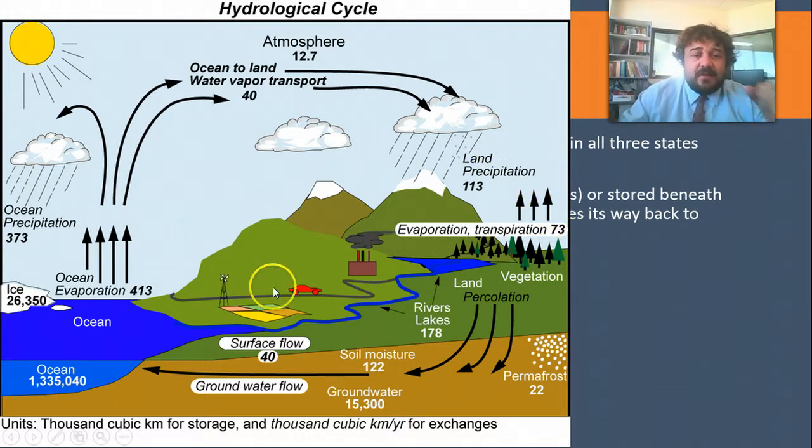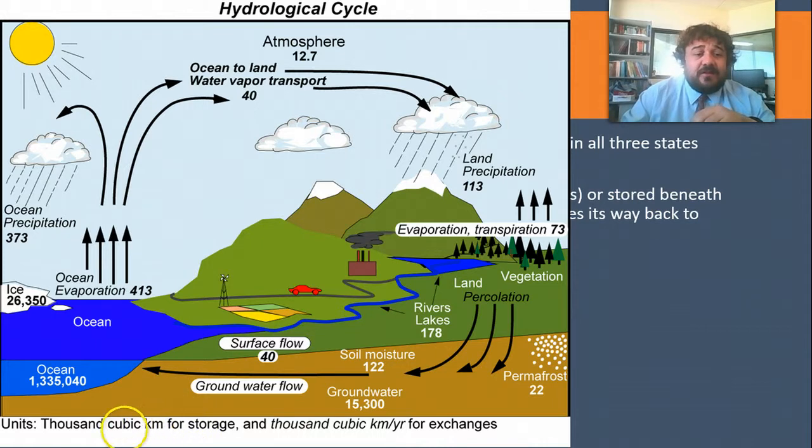Now, the water here in the ocean, it all evaporates. Now, some of that water will evaporate back into the ocean. In fact, most of that water will. By the way, each of these numbers here is 1,000 cubic kilometers. So that's a volume, cubic kilometers per year.